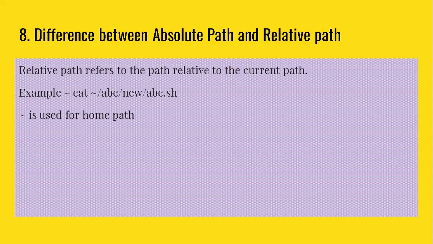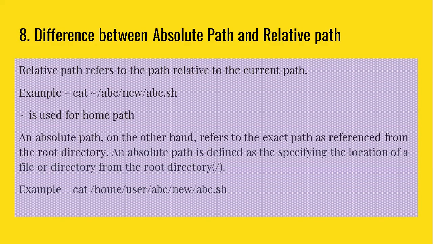It is in abc and new directory, but before that we have mentioned tilde. Tilde is used for home path. So we have not mentioned the complete path here. So this is just the reference path, or we can say relative path. If we talk about absolute path, it refers to the exact path as referenced from the root directory.